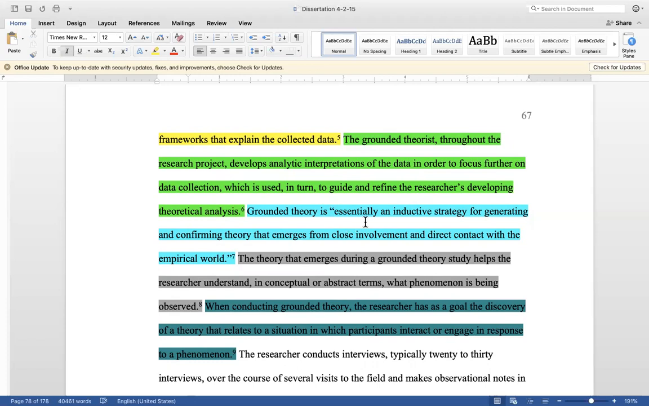It's very, very important. Even if you put a footnote, if you're quoting someone exactly word for word, if it's 4 lines or less, it has to be in quotation marks. If it's 5 lines or more, it has to be in a block quotation. So the student is saying that essentially an inductive strategy for generating and confirming theory that emerges from close involvement and direct contact with the empirical world. They're saying, I didn't make up any of those words. Those are word for word, the exact words that the person in footnote 7 wrote in their book or in their journal article.